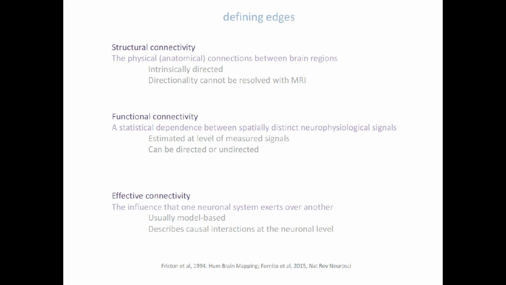So these three definitions are, in a general sense, ways of thinking about connectivity, but then there's the issue of how we measure it. And I'm going to talk about that at the level of your measured signals. So inferences at the level of the signals are functional connectivity. That could be directed or undirected. Inferences at the level of neuronal activity are effective connectivity, and that's always directed.